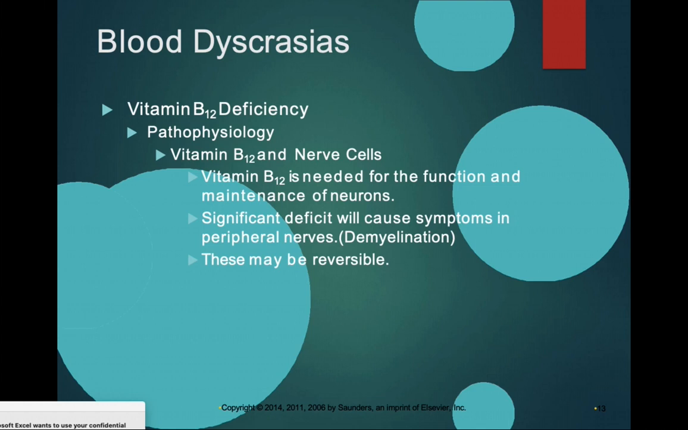So B12 is really important, and it's needed for the function and the maintenance of neurons. There are significant deficits that can cause symptoms of the peripheral nerves. It can actually create symptoms that look and sound a whole lot like multiple sclerosis, which is a demyelinating disease. There are people who have been misdiagnosed with MS, and it was a simple fix for those people, which was B12 supplementation. Okay.